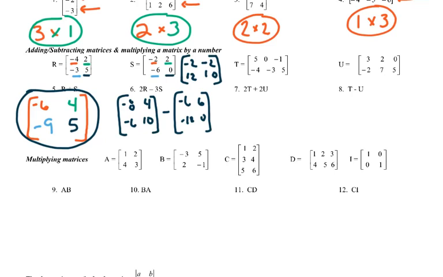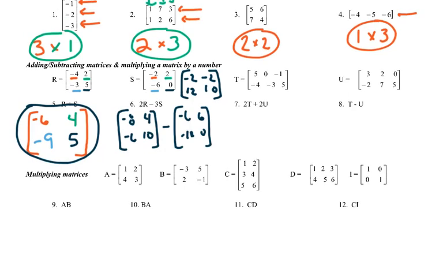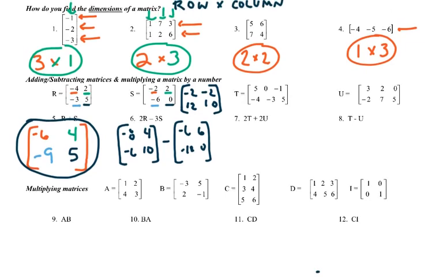Same thing here. Now we switch our matrices. So now we've got a 2 row by a 3 column matrix. So if I'm going to do matrix 2T, I'm going to take everything in matrix T and double it. So that's going to be what? 10, 0, -2. You could probably even do this in your head.